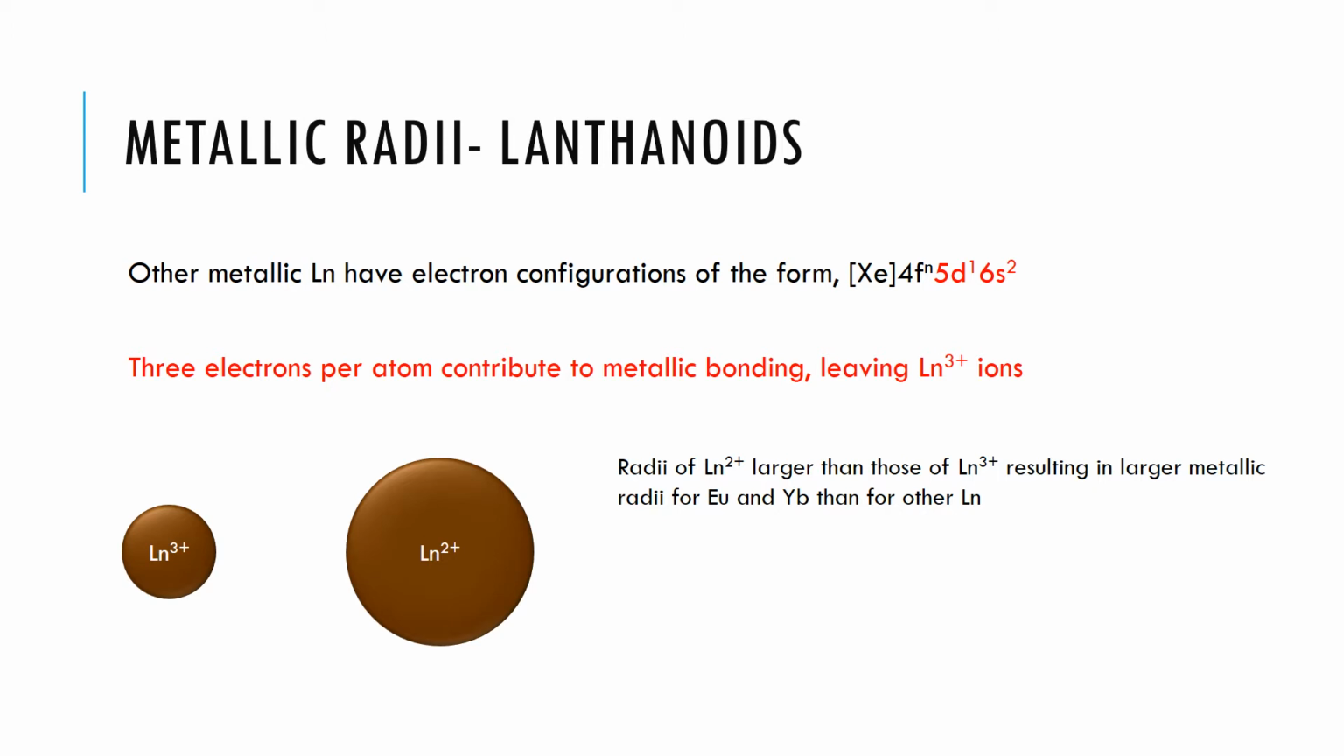An Ln2+ ion has more electrons, but the same effective nuclear charge, the same pull from the nucleus. An Ln3+ ion has fewer electrons and the same pull from the nucleus, but because it has fewer electrons, each electron feels a greater pull from the nucleus, and therefore the radius of the atom is smaller.